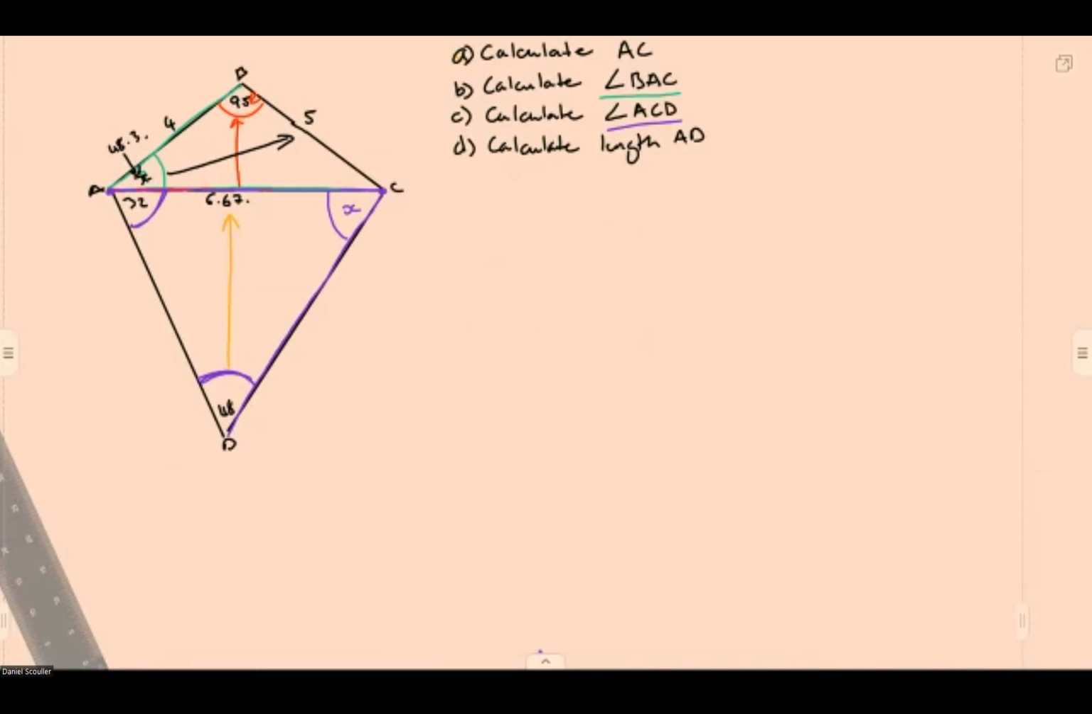Right, what did I start this whole thing with? Triangles. All angles equal 180 degrees. Did someone put that in the chat? No, you could have told me. All right, all angles equal 180 degrees.